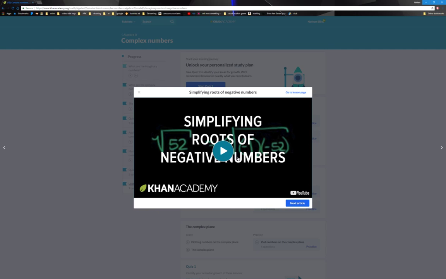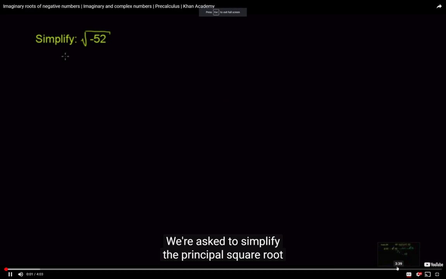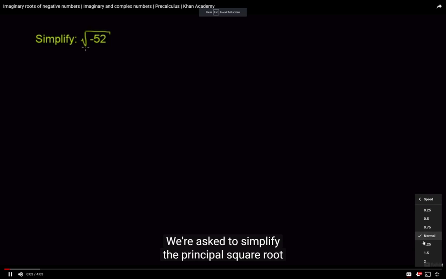Alright, now simplifying roots of negative numbers. We're asked to simplify the principal square root of negative 52. And because we have a negative 52 inside of the radical, we're going to assume that this is the principal branch of the complex square root function, that we can actually input negative numbers in the domain of this function, and that we can actually get imaginary or complex results.